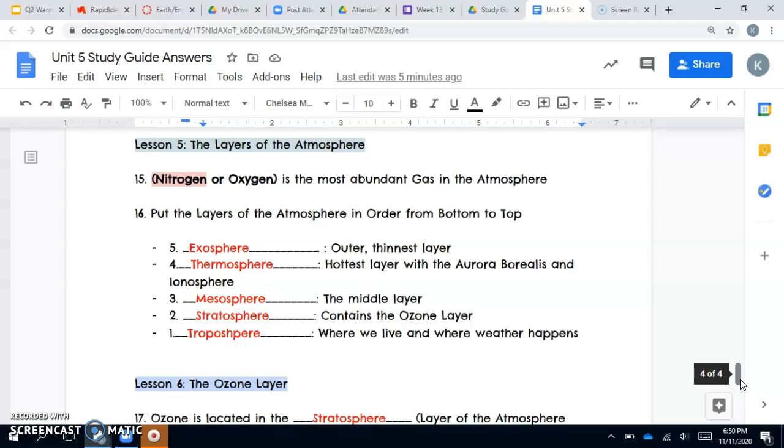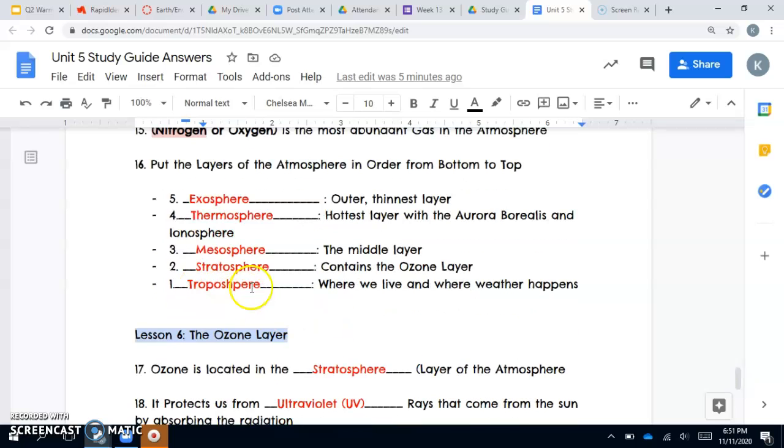16 wants us to put the layers of the atmosphere in order from bottom to top. So I'll start at 1. So troposphere is the first one. That's where we live, and that's where our weather happens. The stratosphere is the second one. This contains the ozone layer. Remember that ozone layer protects us from UV rays. The mesosphere is number 3.